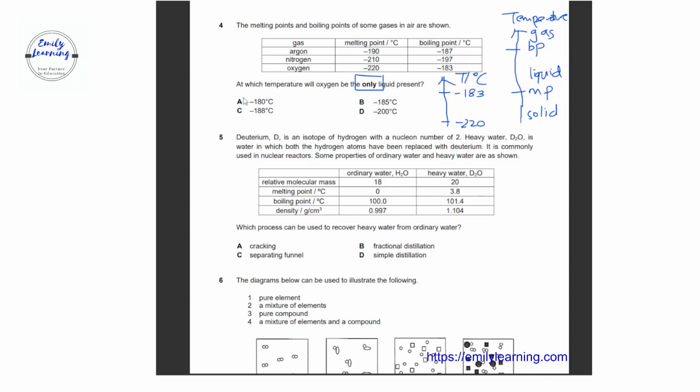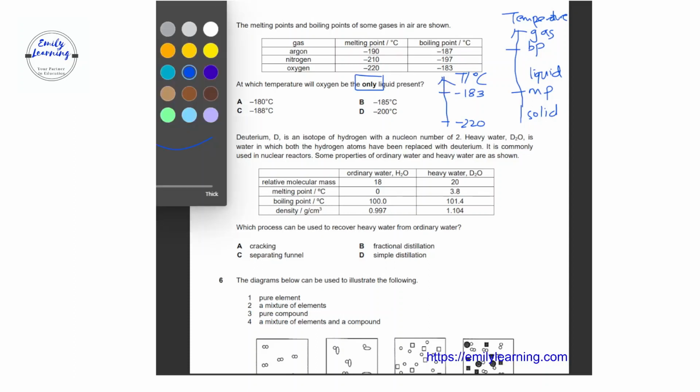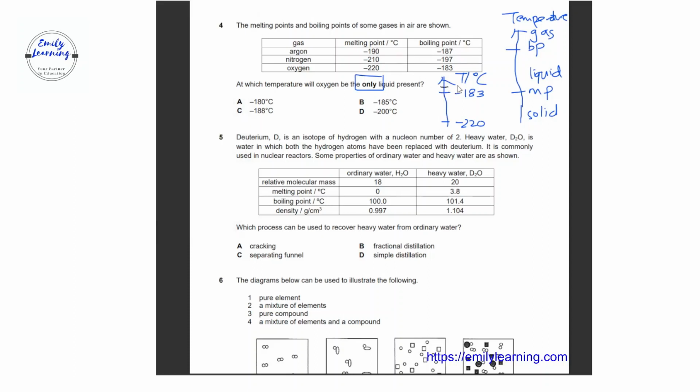Now at minus 180 degrees Celsius, it is not between minus 220 and minus 183 degrees Celsius. It is higher than minus 183. In other words, oxygen is a gas at this temperature. So I will eliminate A.